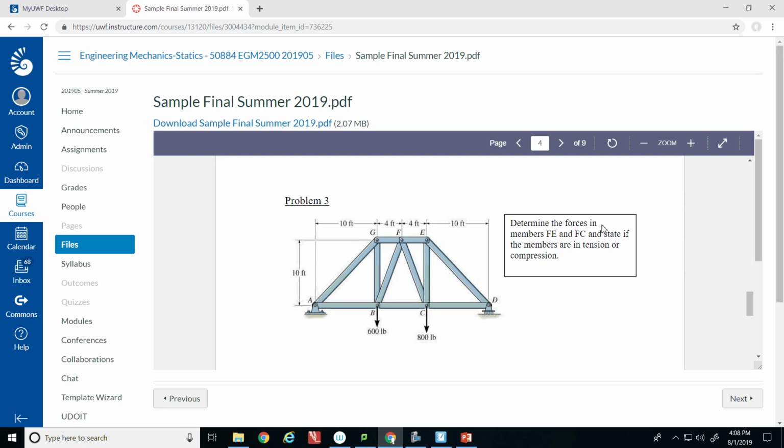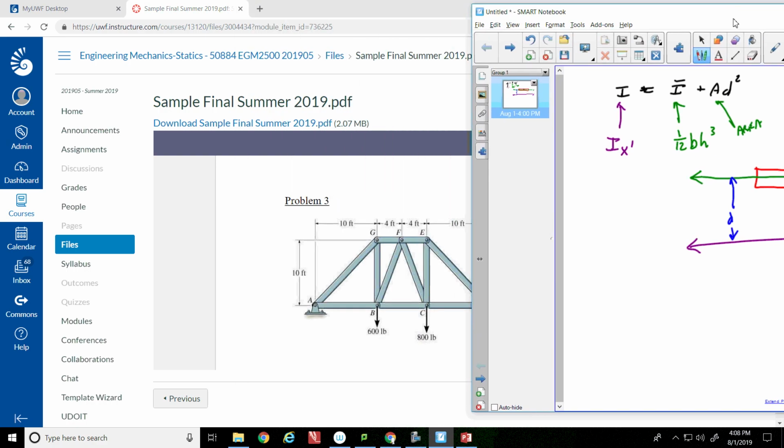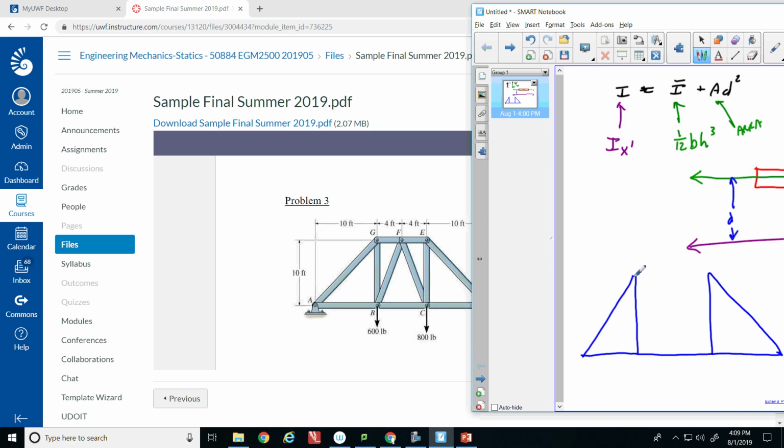So for instance, in this sample exam, it says determine the forces in FE and FC. Well, FE and FC look like you can make a cut through them. I can't really draw on this thing, but what I could do is, let me do this real quick here. I could kind of sort of draw one here, right? You've got, let's see, here, here, here, and then you got something across, and then you got this, right? That looks like it's right there.